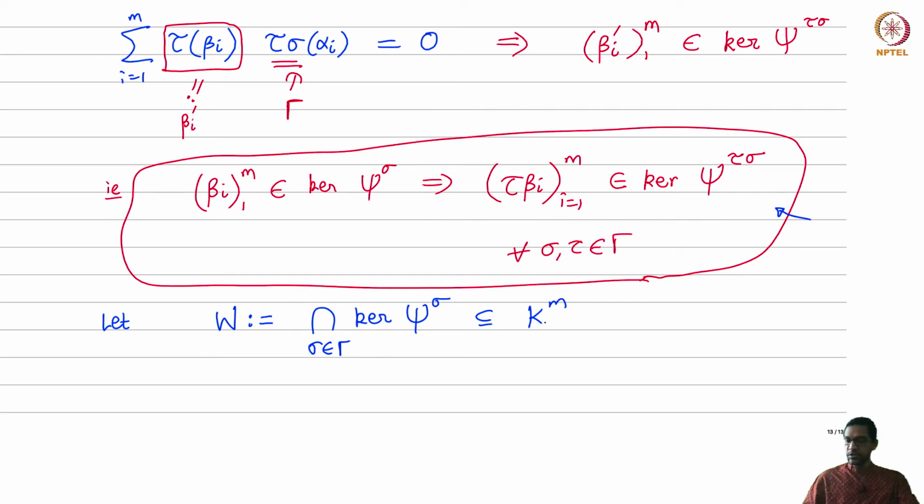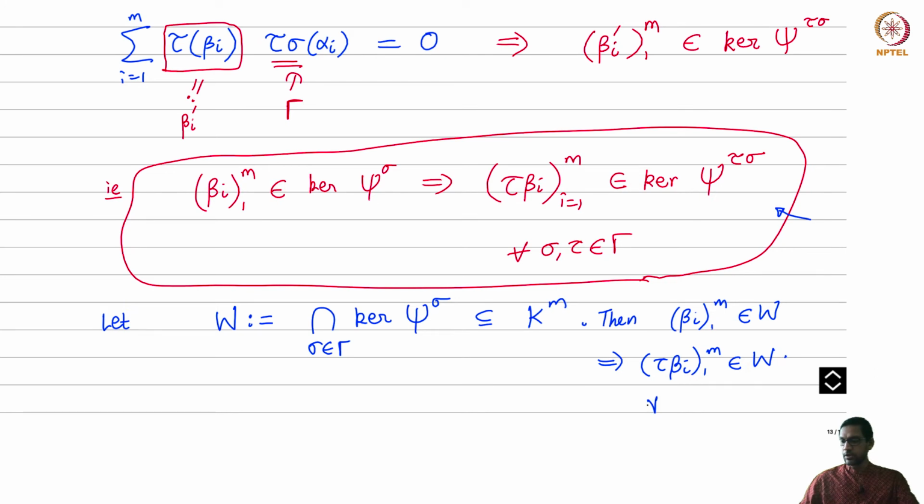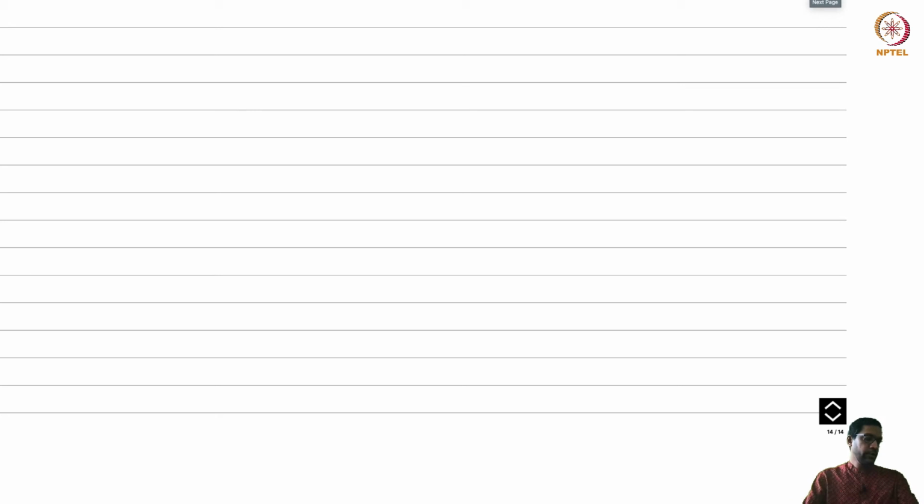Okay, so if W is defined like this, then the conclusion is the following. W is invariant under gamma. Okay, this means the following. If I apply tau to W, the answer is again in W. So if beta I belongs to W, so does tau beta I. Okay, so this is invariance under the action of gamma. So I should say this is for all tau in gamma. So we are going to use this invariance under the action of gamma.